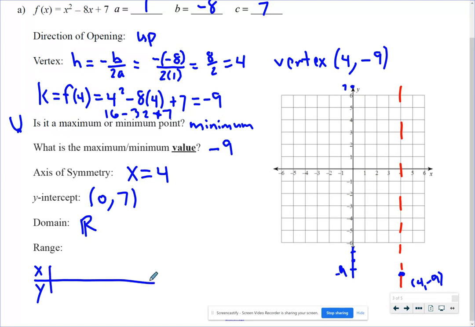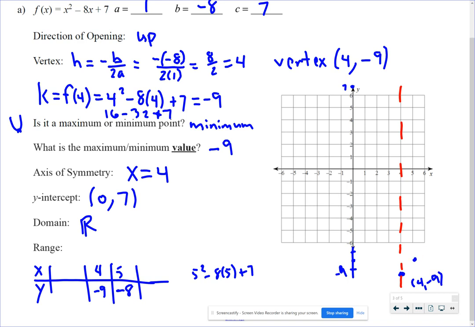I want you to plot as many on there as you can. So I'm going to look and see my 4 and -9. I'm going to do a little bit on both sides, I think. If I plug in 5 for x, 5 squared minus 8 times 5 plus 7. Do that calculation. We get 25, take away 40, which is -15, plus 7 is -8. Still off of the graph.